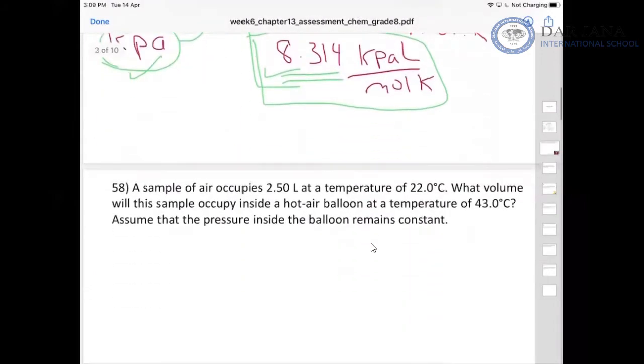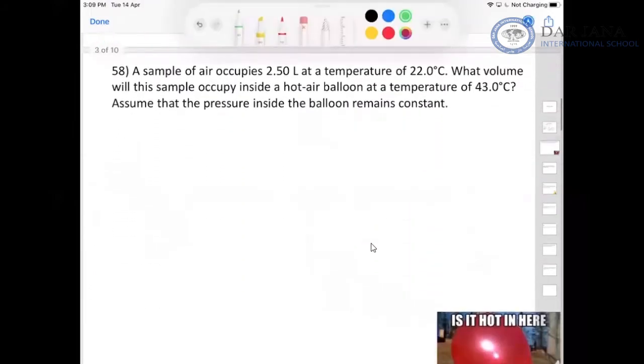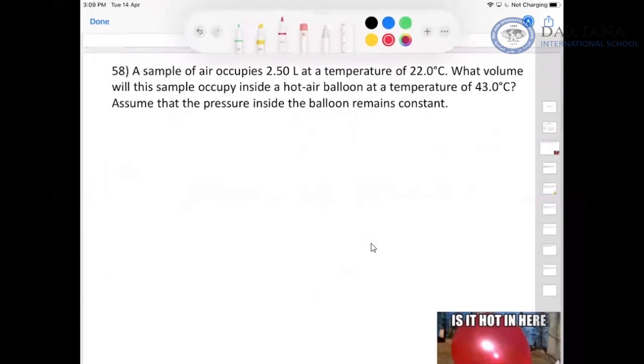Now let's start solving questions, starting with number 58. A sample of air occupies 2.5 liters. So this is the volume at a temperature of 22 degrees Celsius. So this is the temperature. What volume will the sample occupy? So this is another volume, right? So this is V1, 2.5, and this is T1, 22. And they said, what volume would the gas occupy? So they want V2.